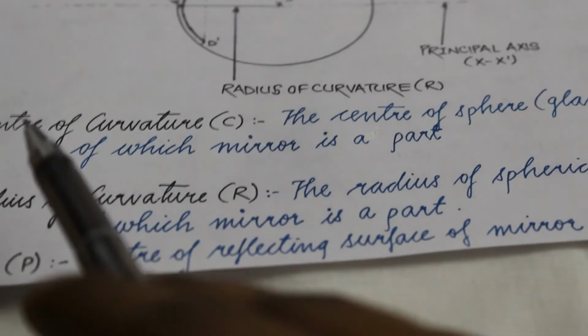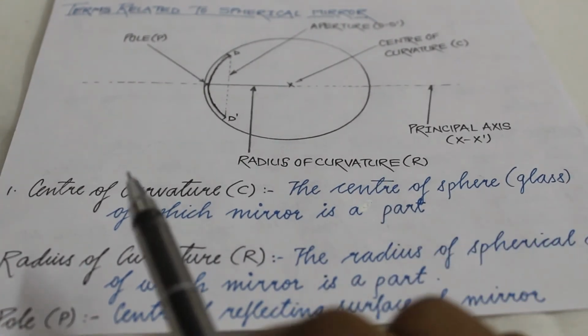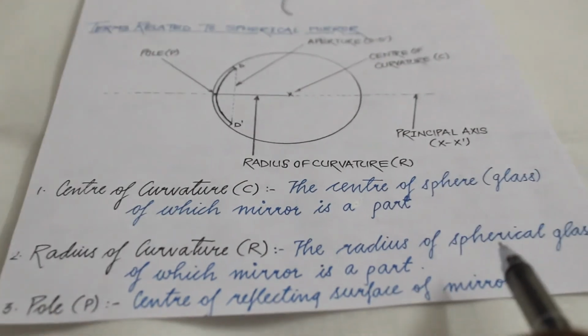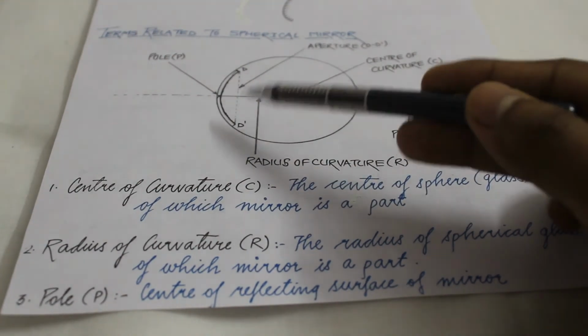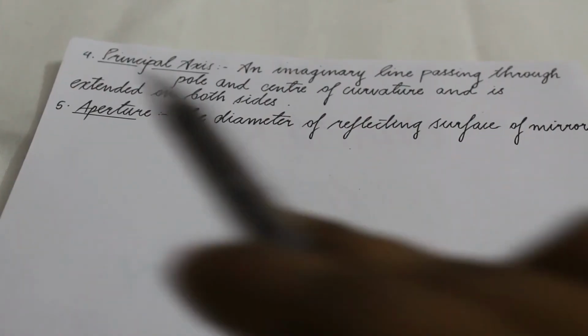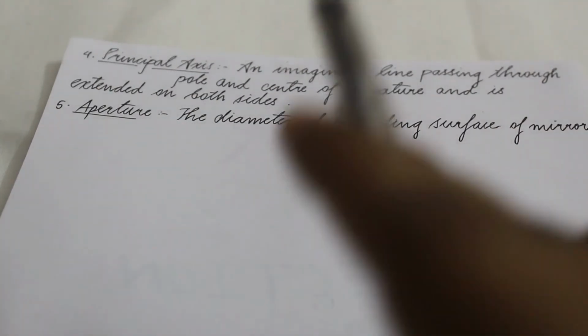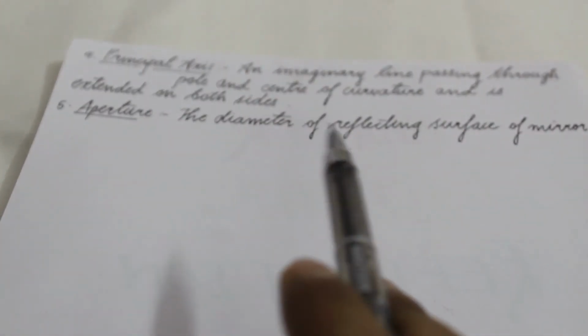So center of curvature: the center of the glass sphere of which the mirror is a part. Radius of curvature: the radius of the spherical glass of which the mirror is a part. Pole: the center of the reflecting surface of the mirror. Principal axis, as we have discussed: an imaginary line passing through pole and center and extended on both sides, whereas aperture is the diameter of the reflecting surface of the mirror. So these are some of the terms related to spherical mirrors.